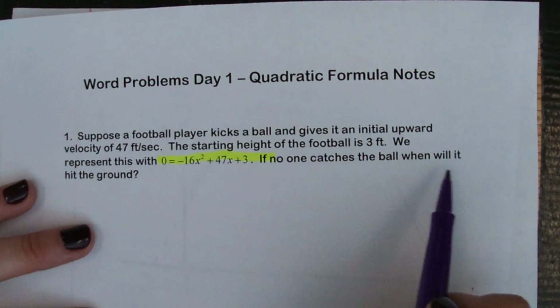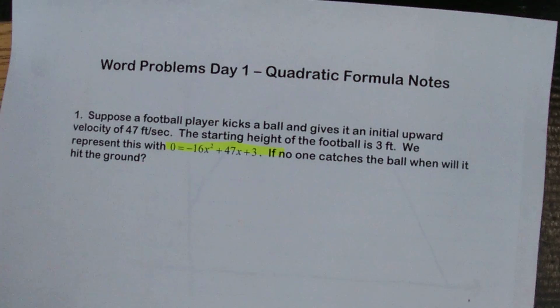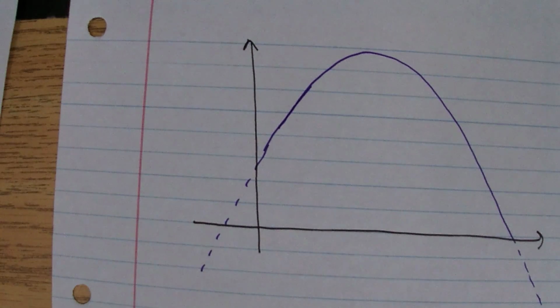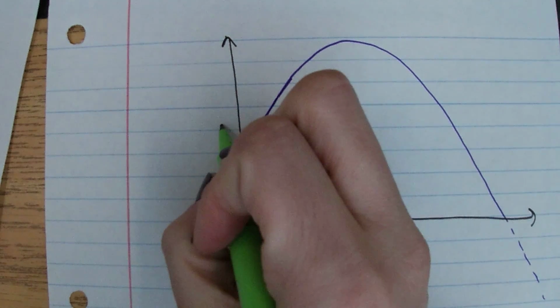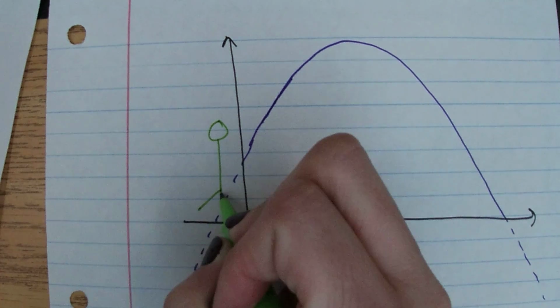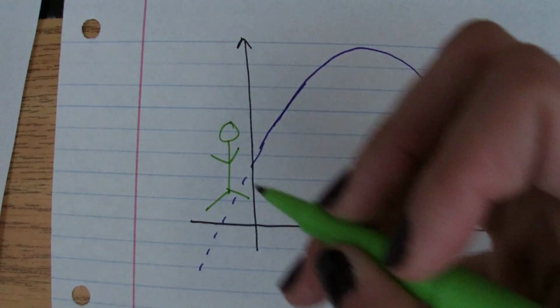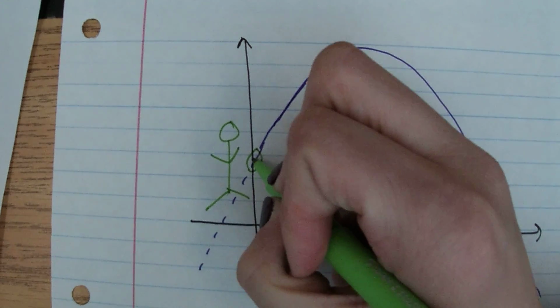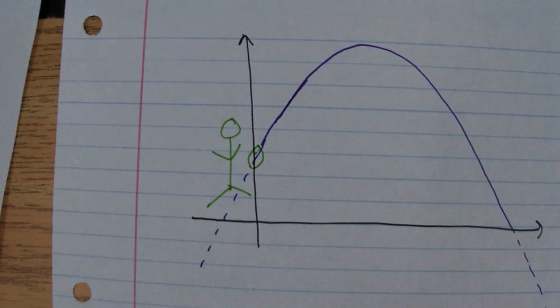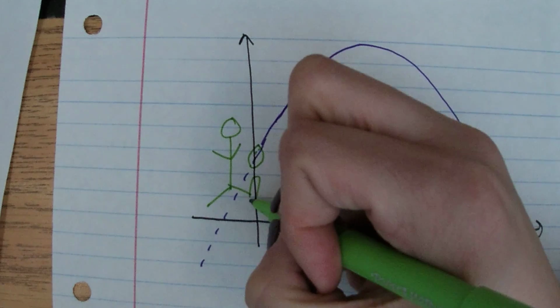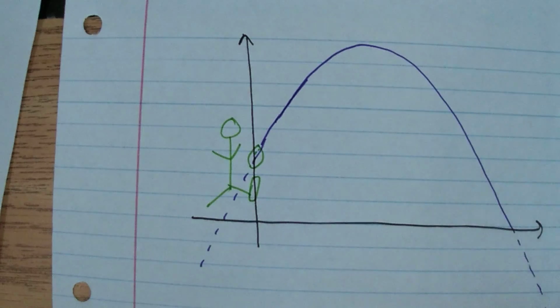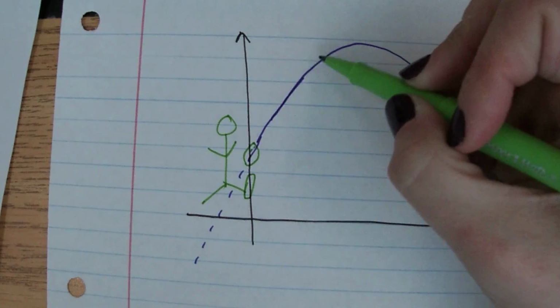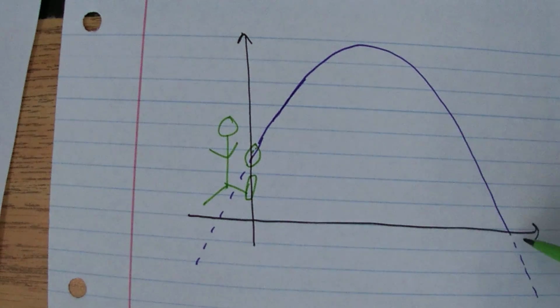Okay, if no one catches the ball, when will it hit the ground? And the nice thing about quadratics is that our graph kind of looks like exactly what's happening. So we have a person. You know, I draw great pictures. Okay, and they have a football. Oh, that's even better. Okay, and when they kick it, right, they first make contact with the football right here. And so the football starts going up, and then because of gravity, it starts coming down.